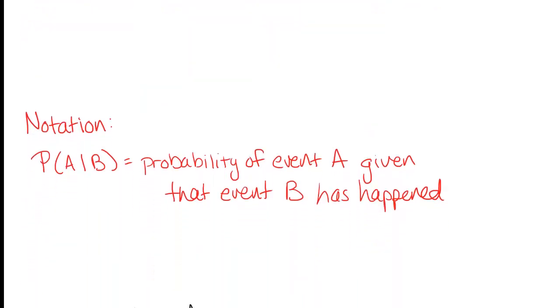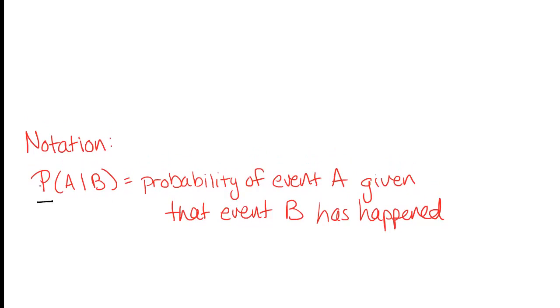So the notation that we use here, we're still using that capital P for probability. And we have the first event and then this vertical bar and the second event. And the way you would read this is the probability of A given B. So you can think of that vertical bar as saying given. So the probability that event A happens given that we already know B has happened.